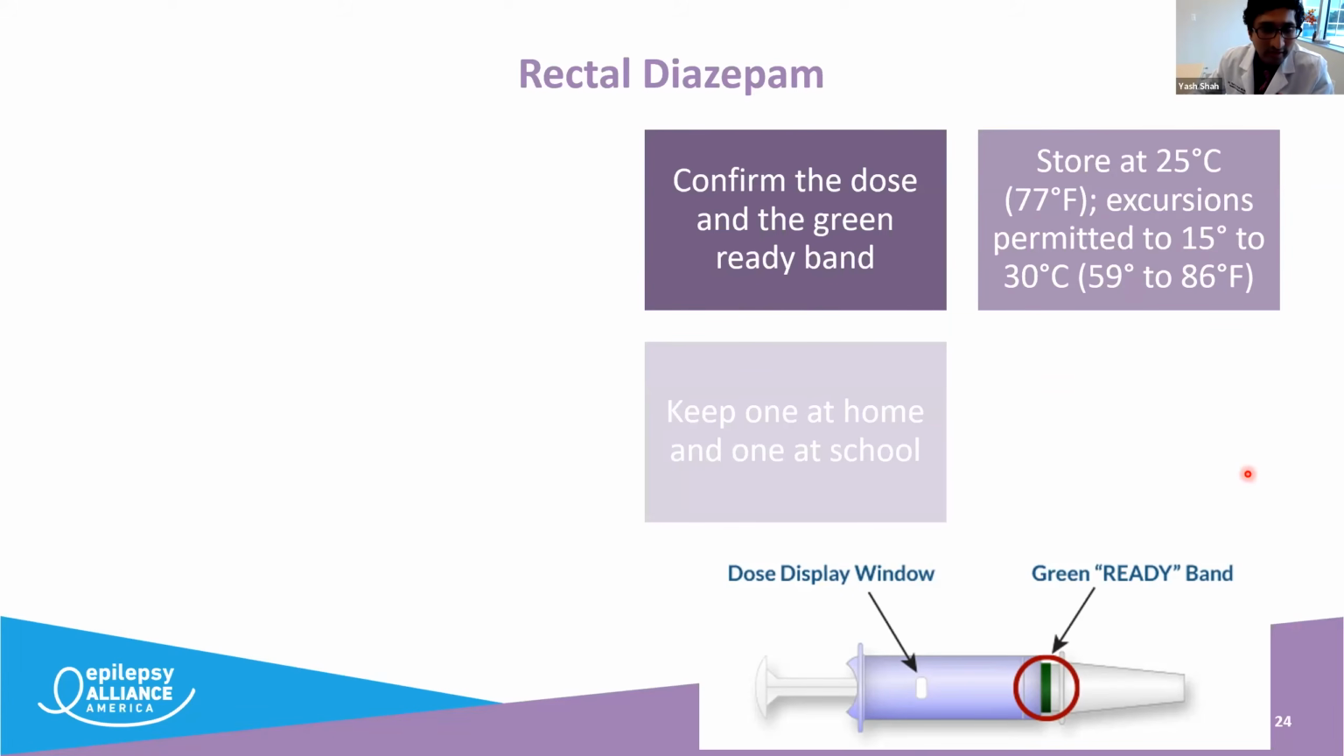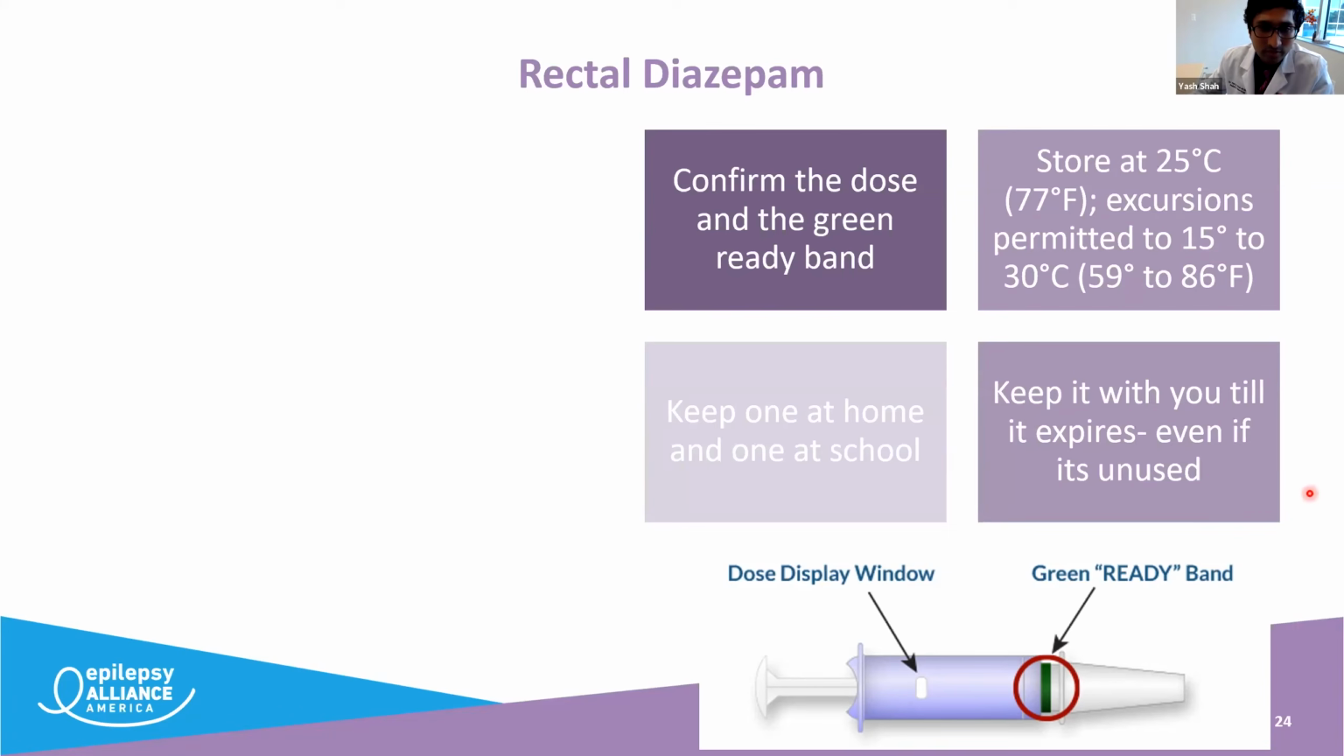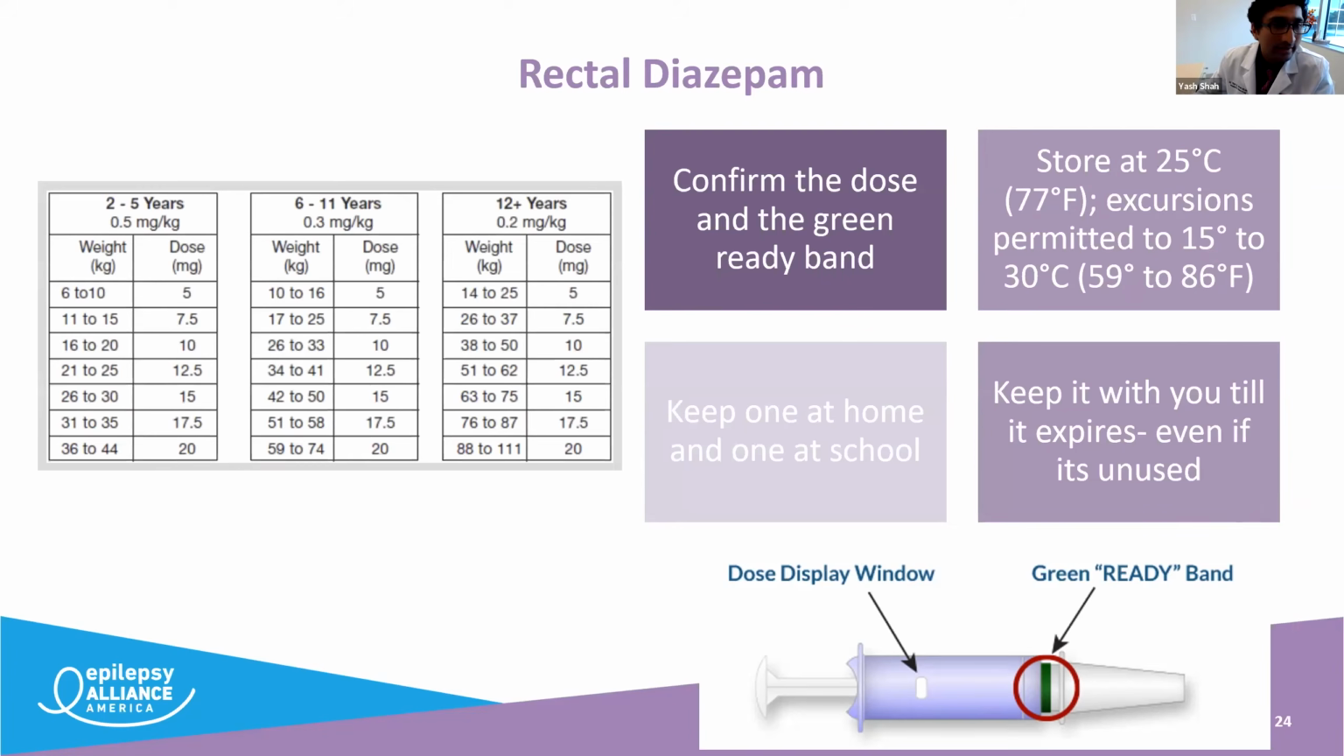Keep one at home and one at school, and keep it with you till it expires. Even if it's not used, make sure you keep it with you, because you never know, you may have to use it. Again, this is the dosing for rectal diazepam. Generally, it's based on their age and weight.